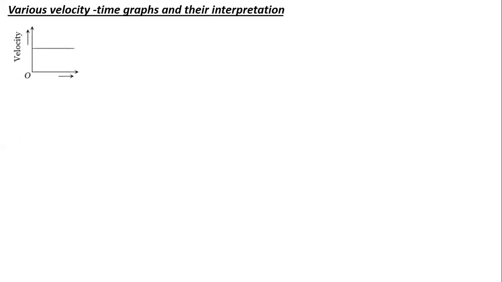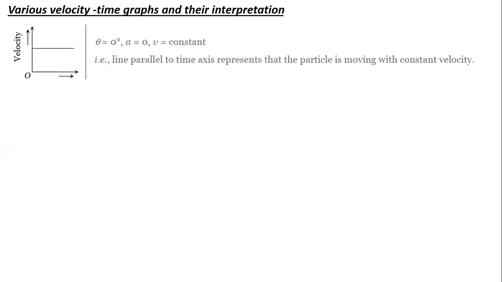The first graph: theta is 0. So if theta is 0, that means tan theta will be 0, so acceleration is 0. That means the velocity is not changing, so directly you can say velocity is constant. A line parallel to the time axis represents that the particle is moving with constant velocity, or uniform velocity, or uniform motion. That is the first graph.